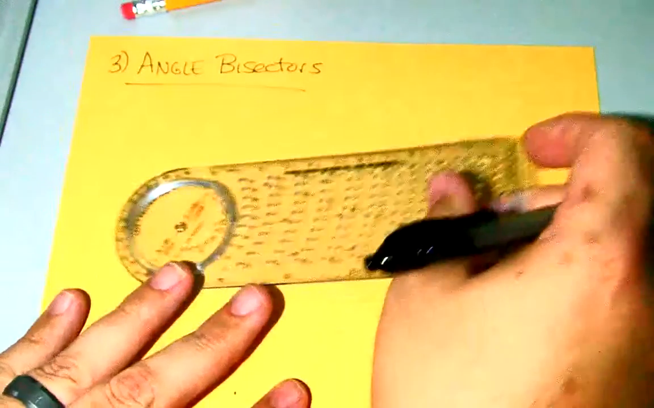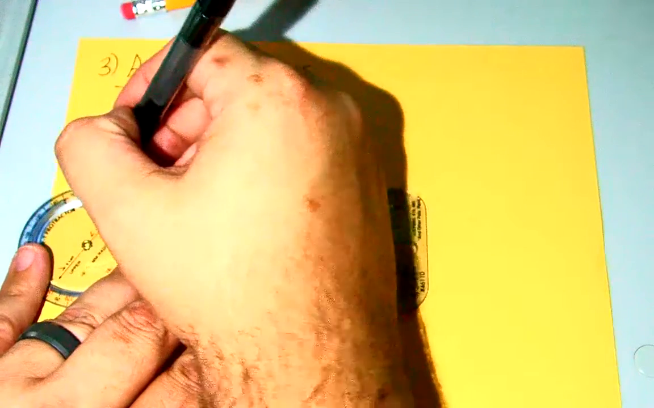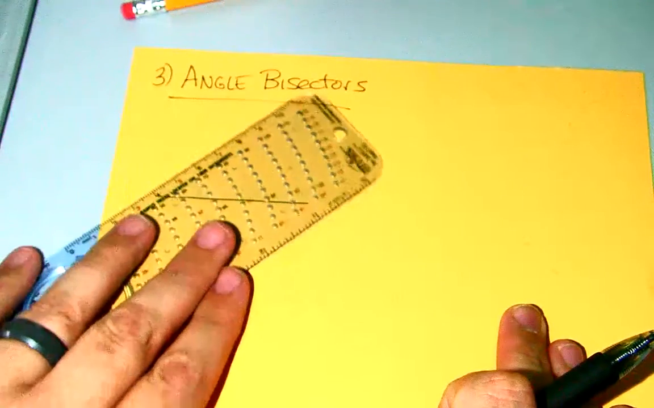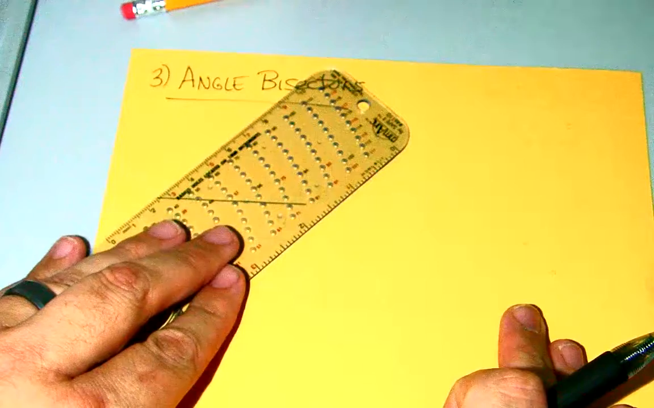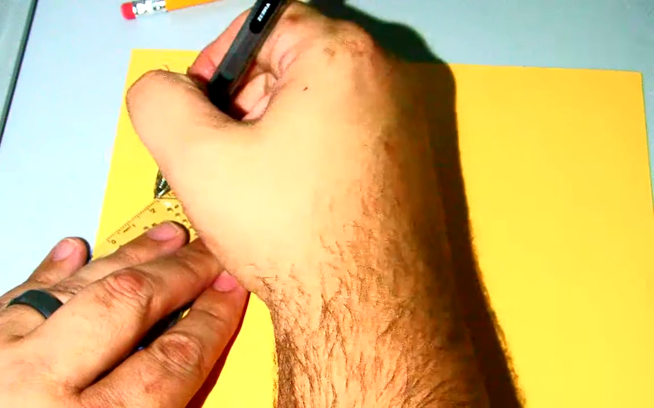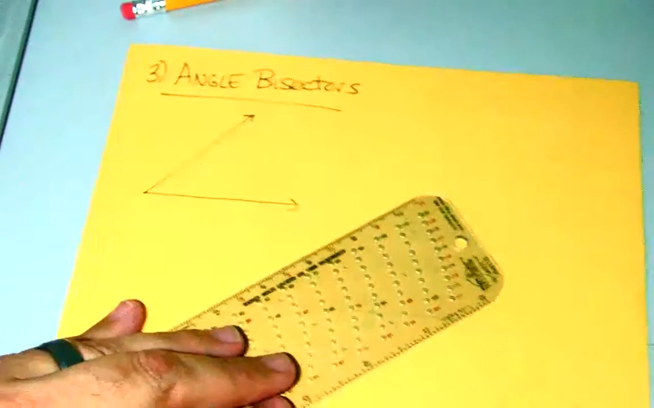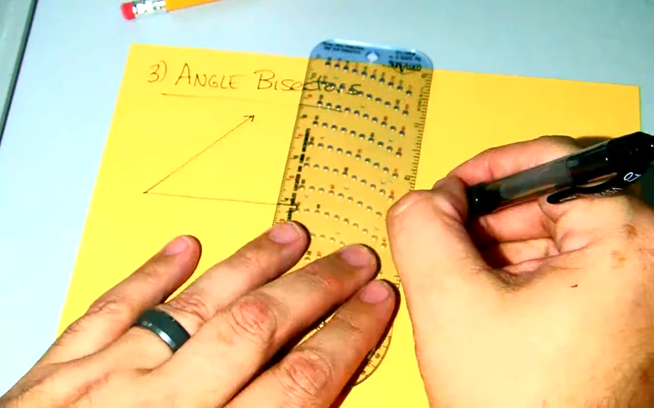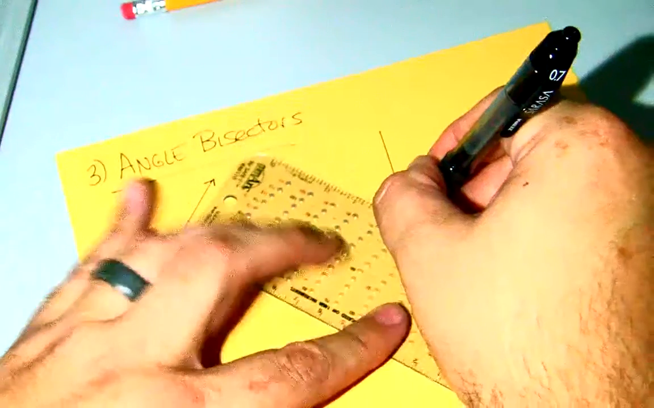Alright, so we're doing angle bisectors. The first thing that we need to do is draw a couple angles. It doesn't matter what the angles actually look like. Just make them kind of big and wide open so we have some space to move. Like this. Don't make small angles. Make angles that are opened up pretty good. So an angle like this.